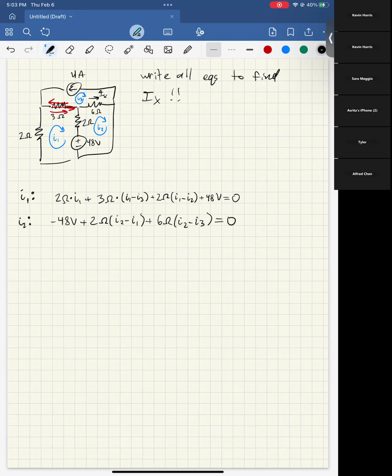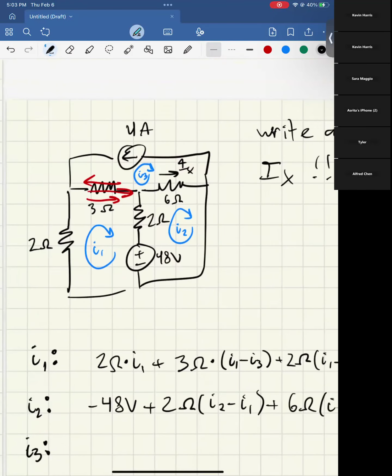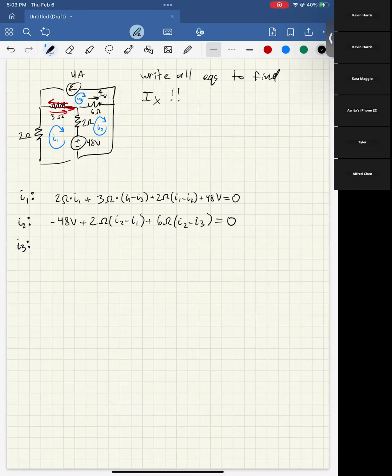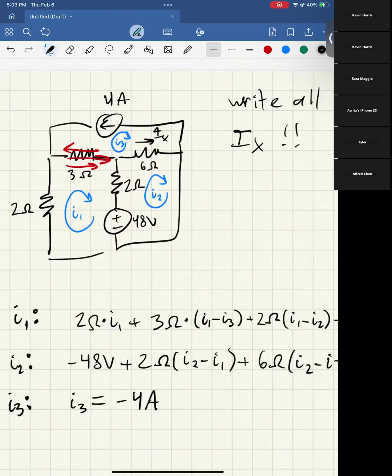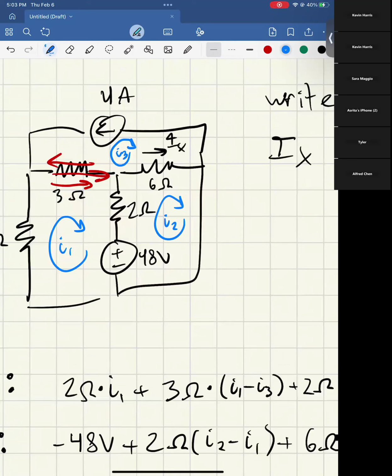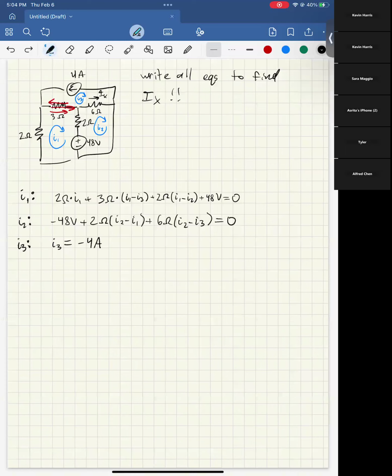And then for I3, before you look at anything, you see, okay, we have a current source. What do we do with the current source? You don't know the voltage over a current source, so you don't write that. It's just the very simple thing I said earlier. I3 here would be negative 4 amps. It's negative because we have defined I3 as going this way, but the current source tells us that there's actually 4 amps going that way. So in terms of I3, it would be negative. So we write the actual equation as just I3 equals negative 4 amps.